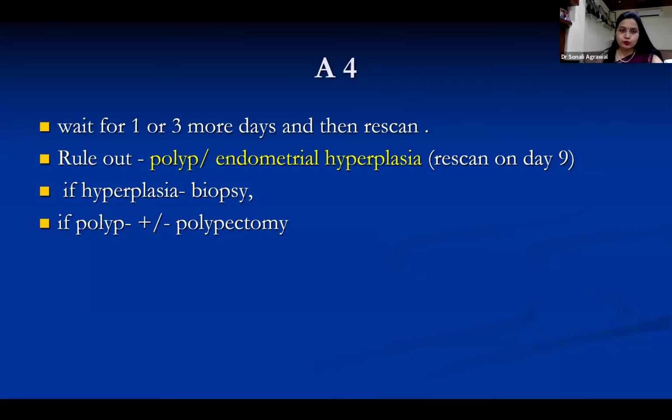So we wait for 1 or 2 or 3 more days and then rescan these patients and rule out any polyp or endometrial hyperplasia on day 9 scan. If you are suspecting any pathology in the endometrium, then rescan on day 9, because a polyp is very well delineated in the proliferative phase, and we can pick up the polyp that day. And if there is still hyperplasia, then of course we can do a biopsy of this patient, or if a polyp, then polypectomy.